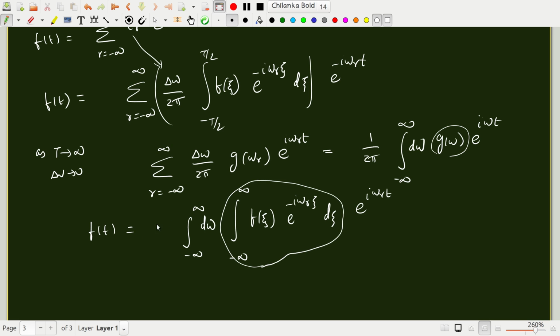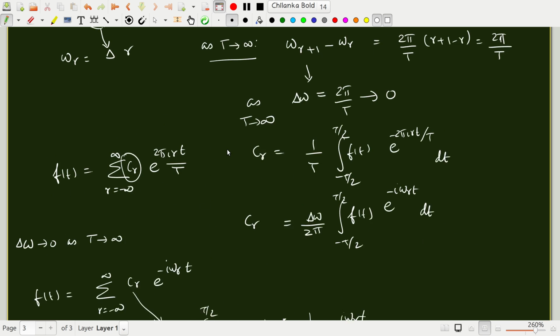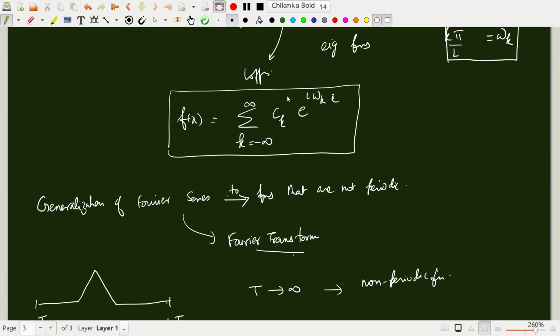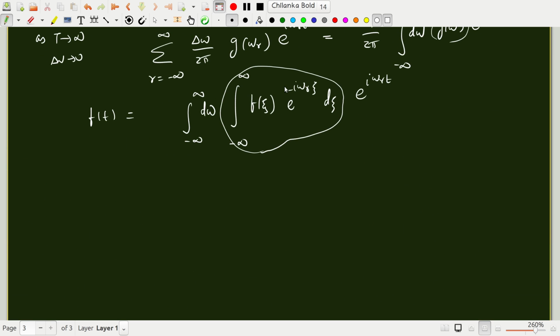Now by analogy, this is the function f of t, and instead of a Fourier series summation, you have a Fourier integral. Instead of the Fourier coefficients, previously we had Fourier coefficients c_k in the Fourier series expansion. Now they become functions of omega. This is called the Fourier transform, f cap of omega or f tilde of omega, depending on which book you follow. So f of t is therefore the integral from minus infinity to infinity d omega f of omega e to the i omega t.